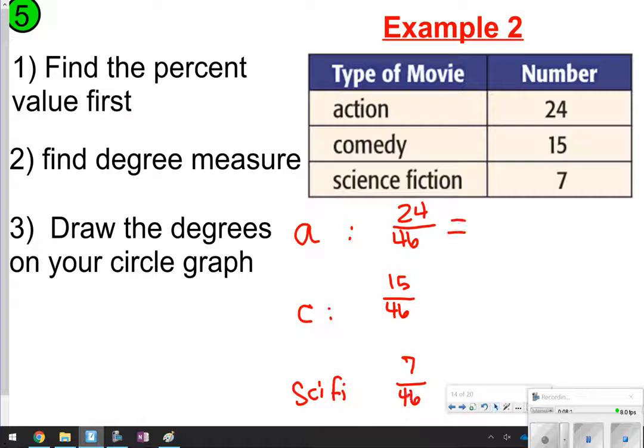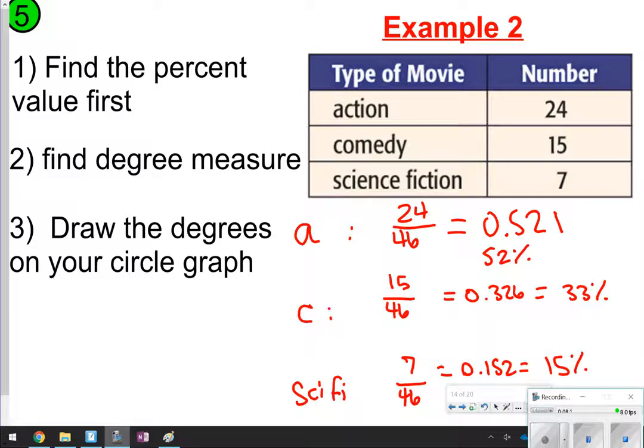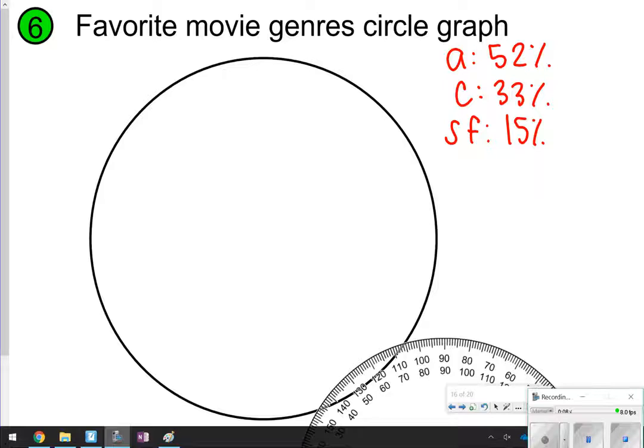And you essentially just find your percentage from those. So 24 out of 46 is 0.521, so we'll just say about 52%. So what I've essentially done here is just changed each of my decimals, rounded them to the nearest whole percent. So action is 52%, sci-fi is 15%, and comedy is 33%. Now that we have our percentages, we just need to find them in degree measurements.